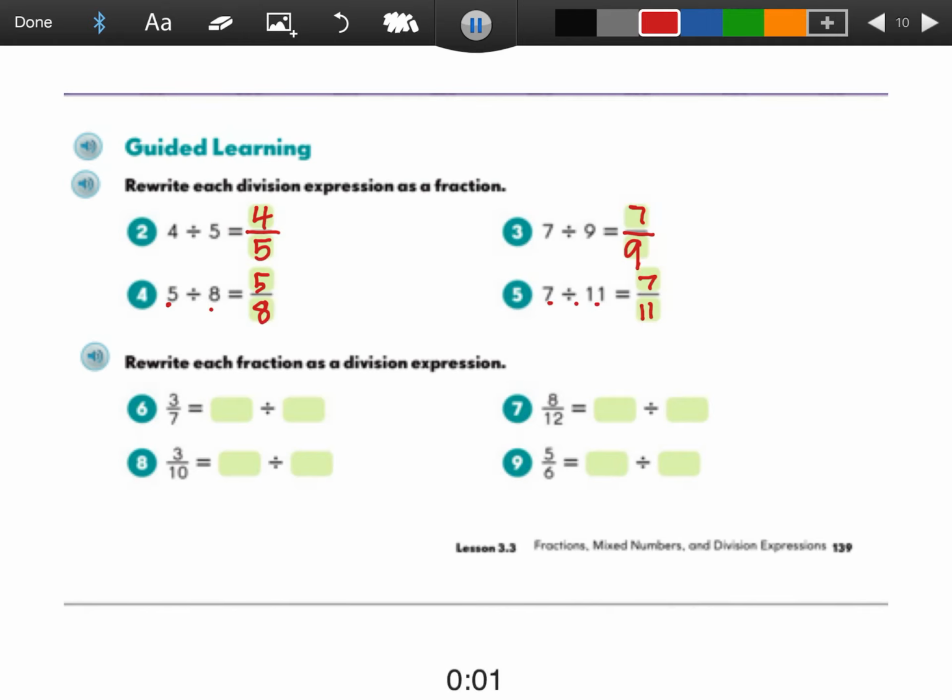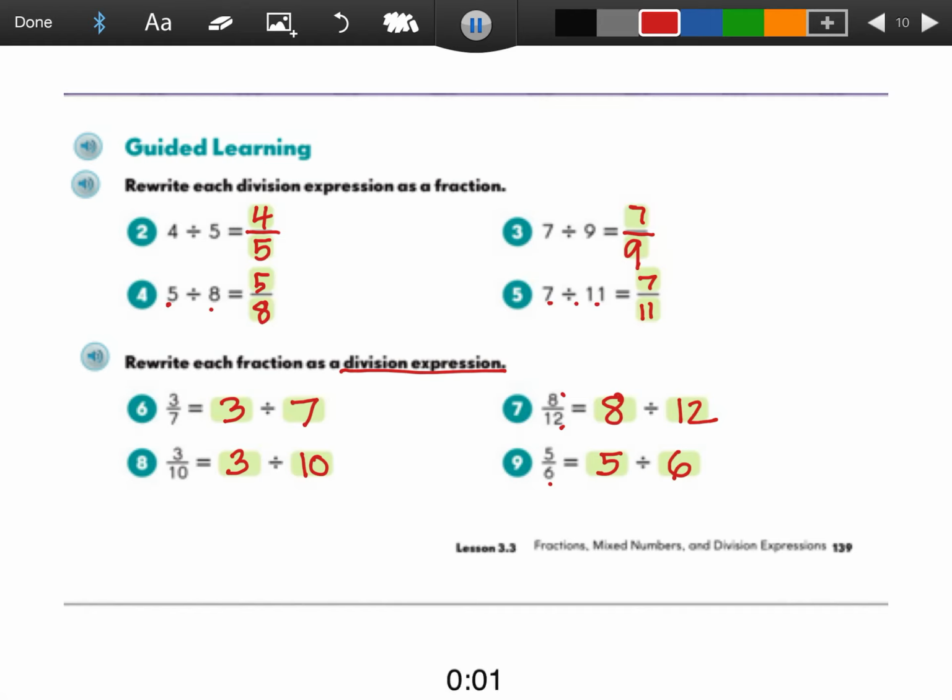3/7, we're going to rewrite this as a division expression. So that's the same as 3 divided by 7. 8/12 is the same as 8 divided by 12. 3/10 is the same as 3 divided by 10. 5/6 is the same as 5 divided by 6.